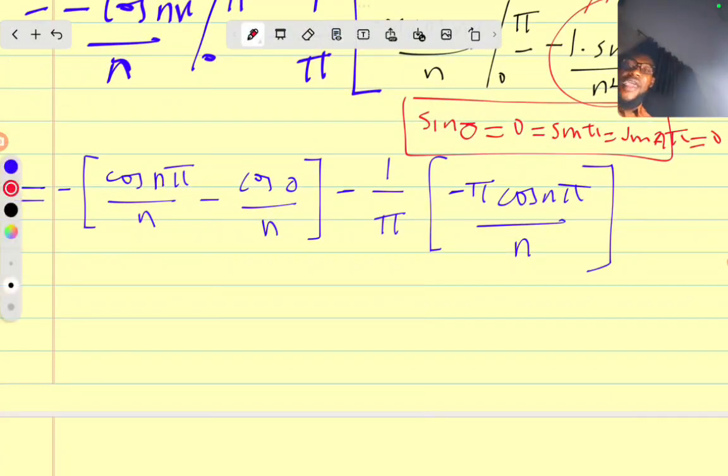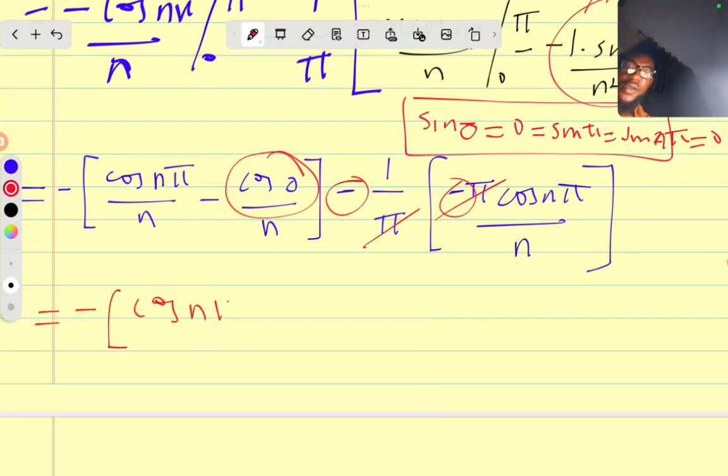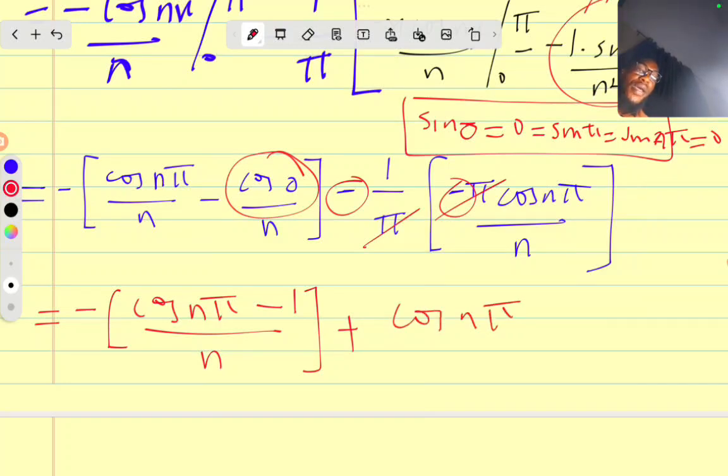So over here now, this pi we cancel this pi, and minus times minus will give us plus. And you know that cos of 0 is 1. So I can write everything as minus cos n pi minus 1 over n. This is the same thing as plus, I'm going to have cos n pi over n. So this is what we are going to have.